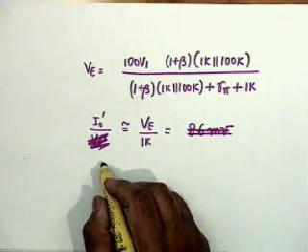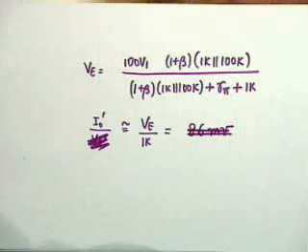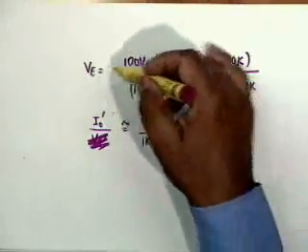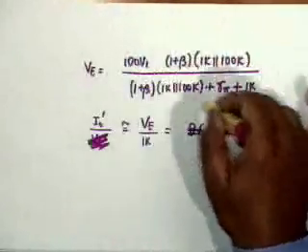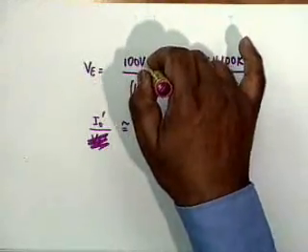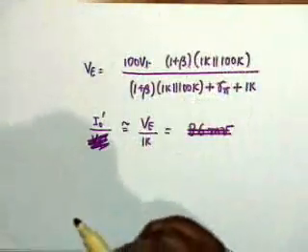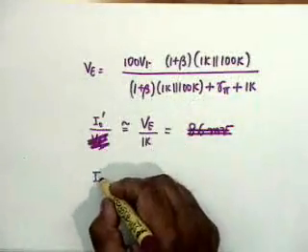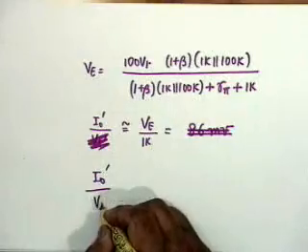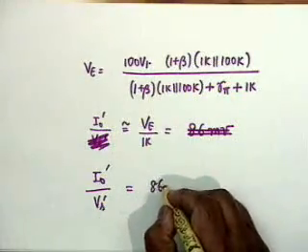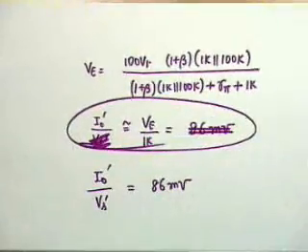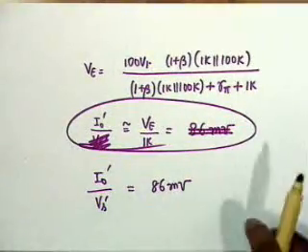I have made a mistake. I0 prime is V by 1K, and V is given by this, and V1 was found out in terms of Vs prime. Therefore we have to combine all these three equations, and my final equation becomes I0 by Vs prime equal to 86 millimho. The previous equation was not correct. This is the equation for the current. Thank you for pointing this out.